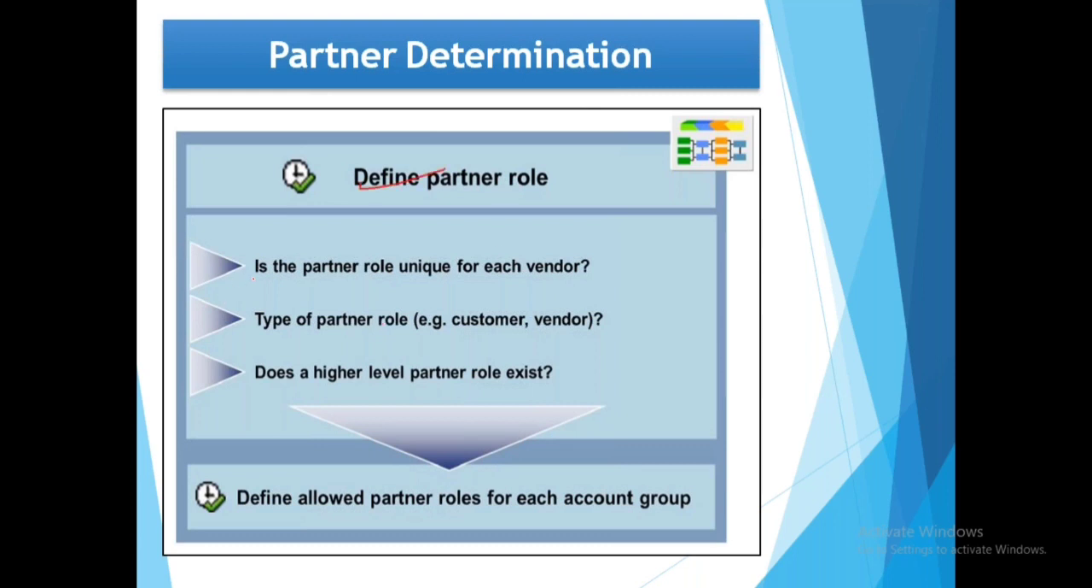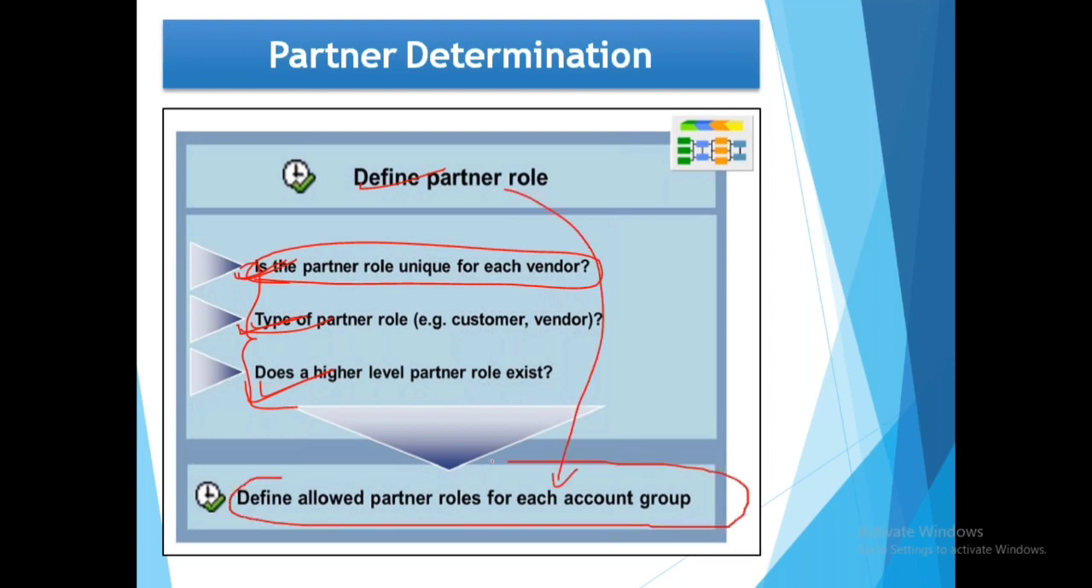In the partner role you define whether this partner role is unique for each vendor, or whether you can have multiple. I'll show you this in the system. Next is what type of partner role it is, and then whether a higher level partner role exists. These three you will maintain, and once this is created, you assign it in the define allowed partner roles for each account group.